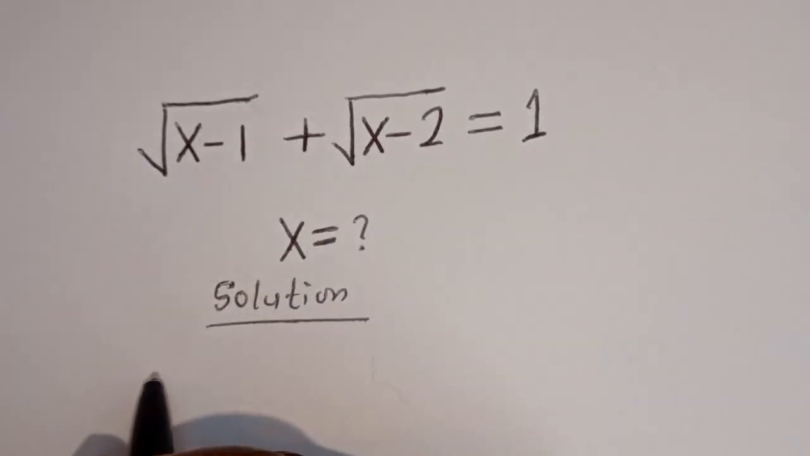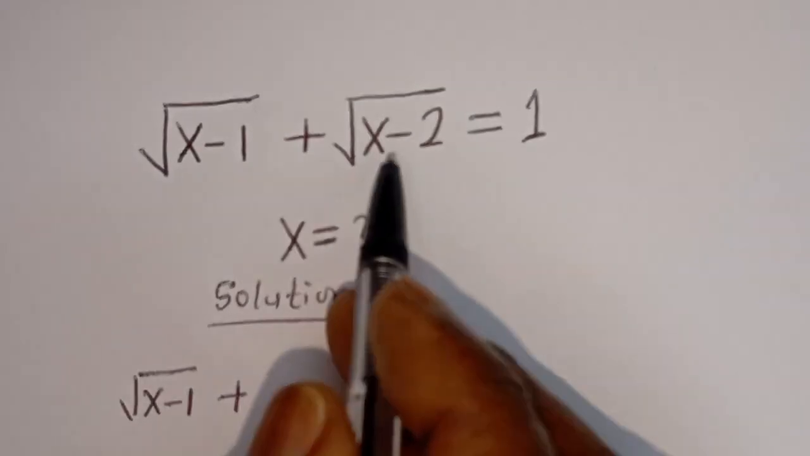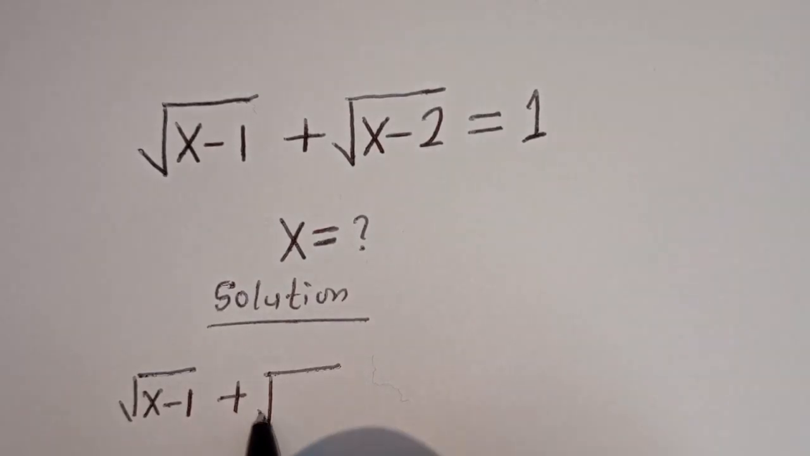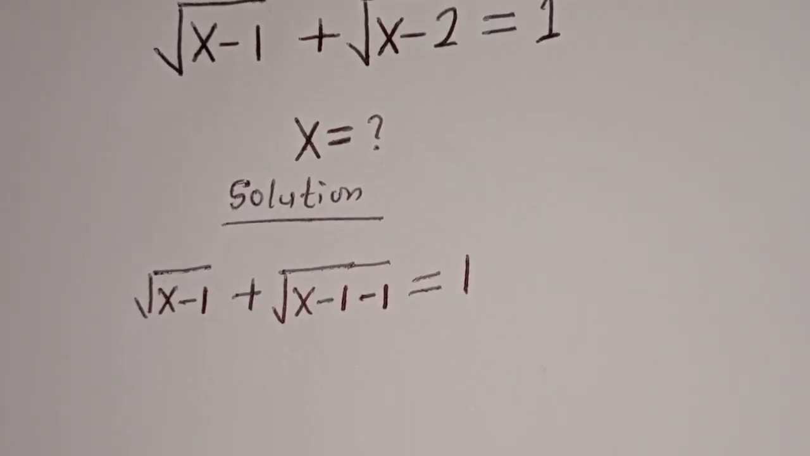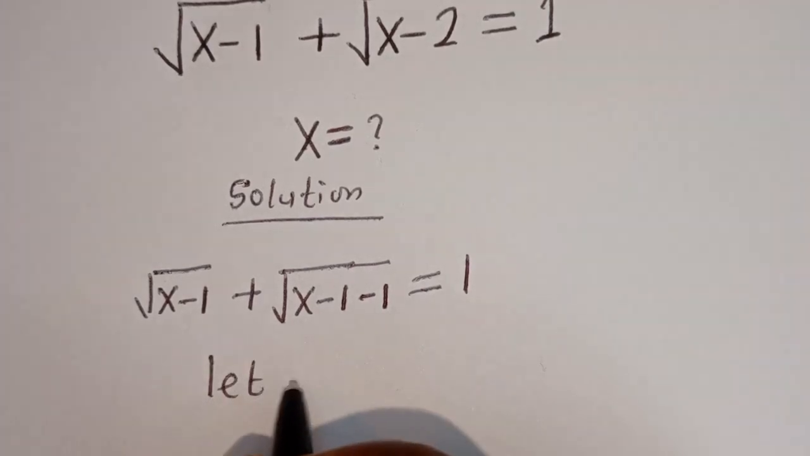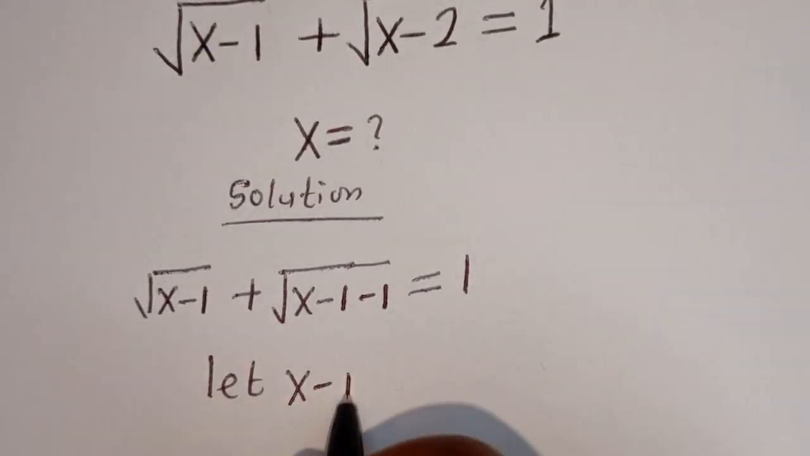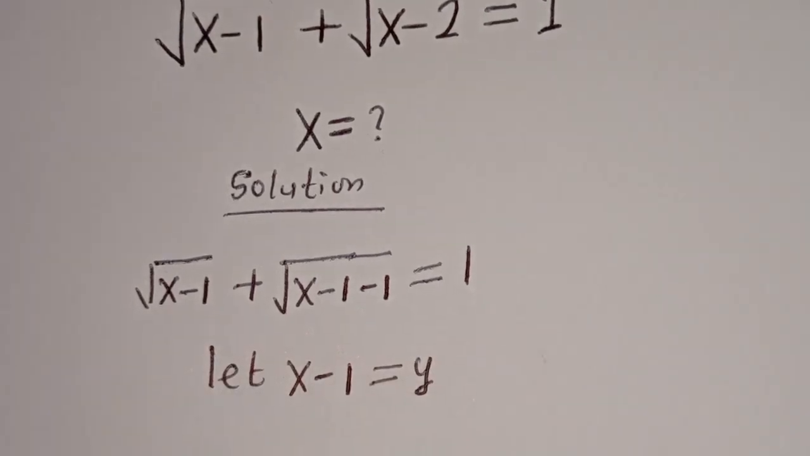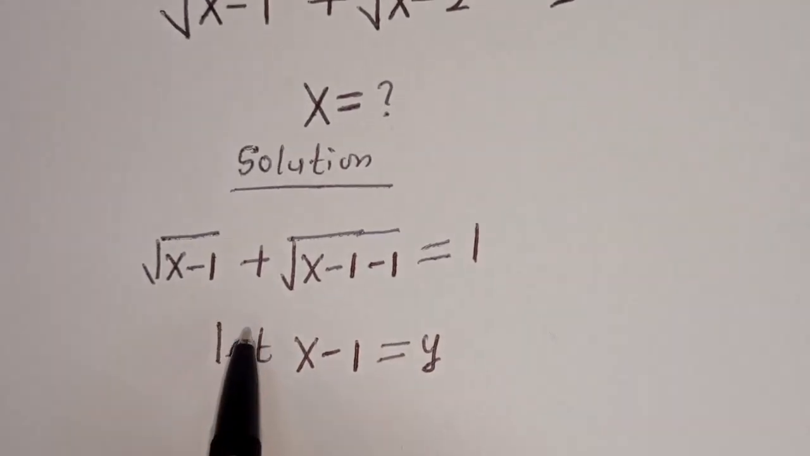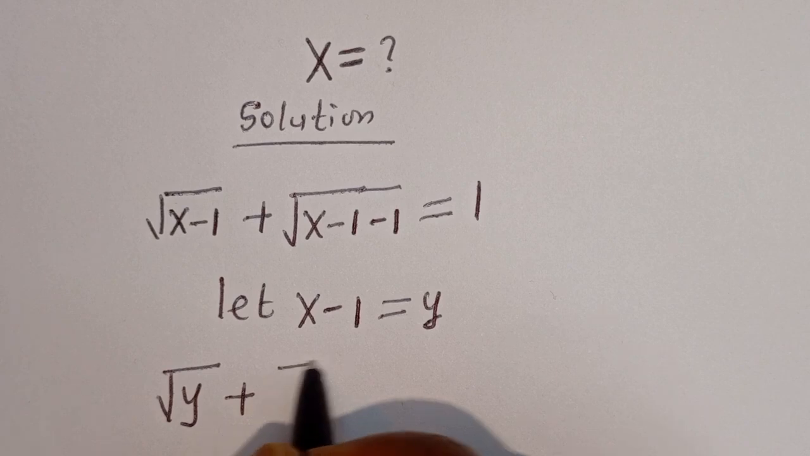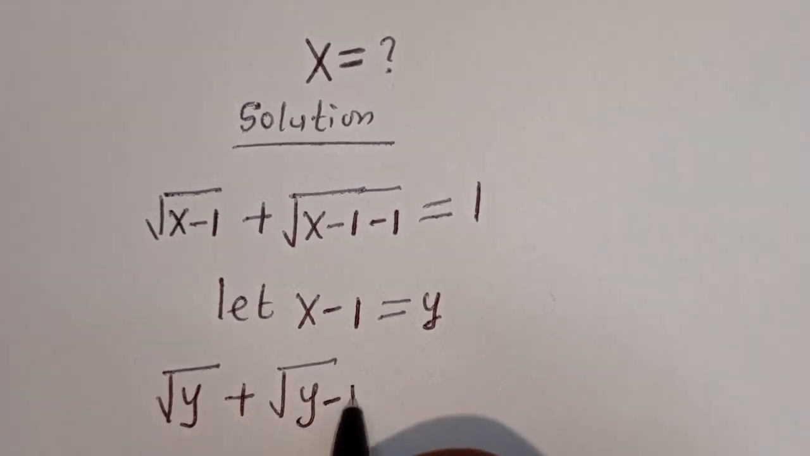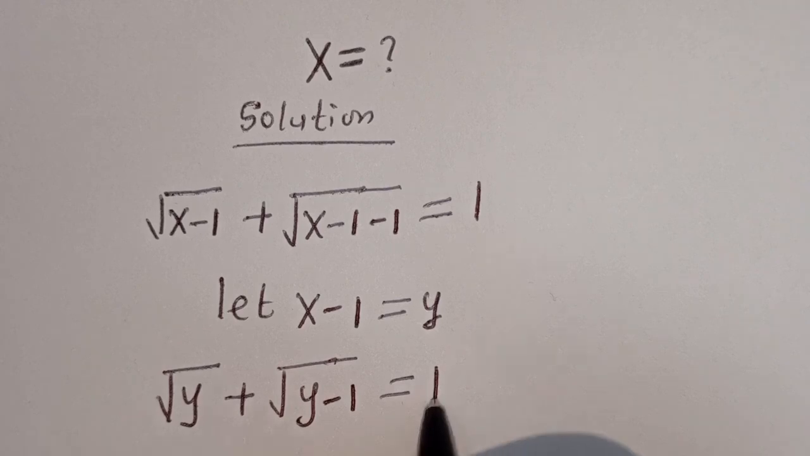Then we have square root of x minus 1 plus square root of x minus 2, which can be written as square root of x minus 1 plus square root of x minus 1 minus 1 is equal to 1. Now let x minus 1 is equal to y. So this can be written as square root of y plus square root of y minus 1 is equal to 1.